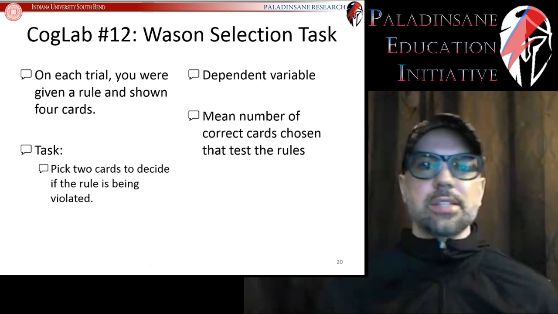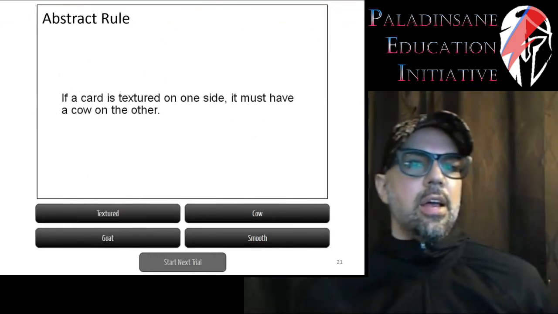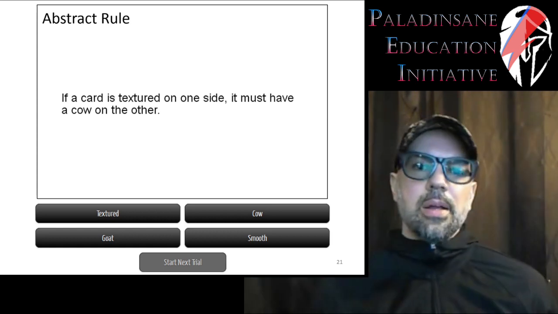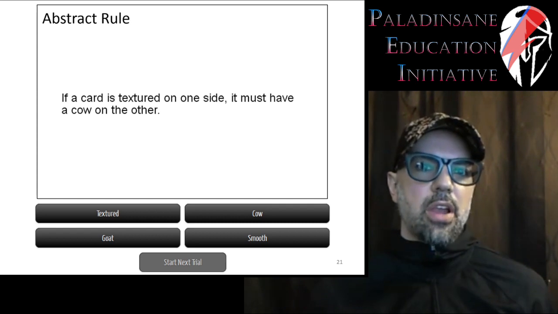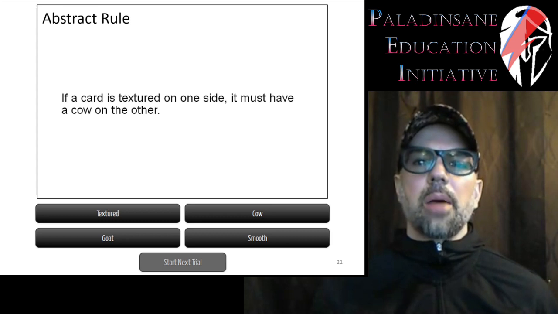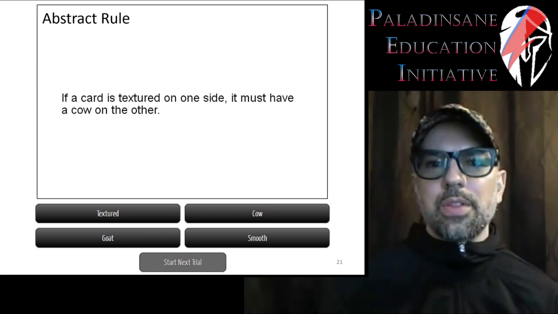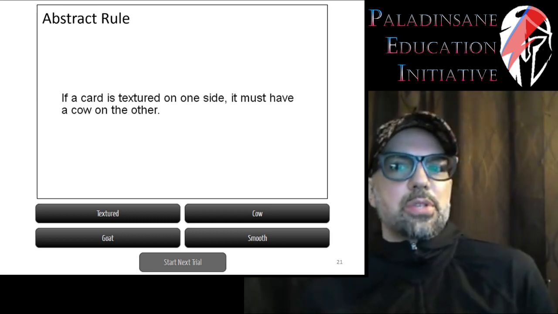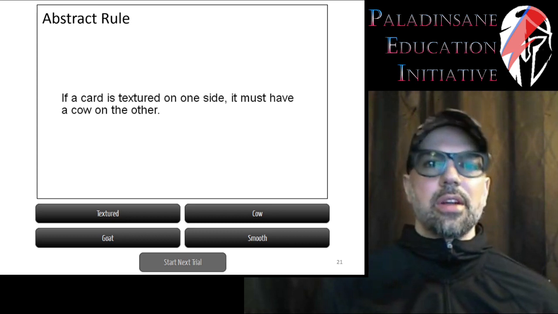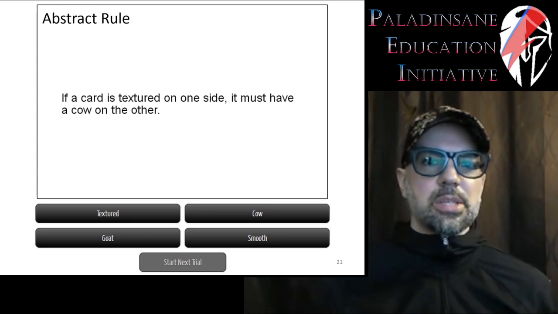And you were tested on abstract rules, such as this one right here. If a card is textured on one side, it must have a cow on the other. You probably don't have a long history of working with textures and cows, right? I don't even know how to describe a world where this exists, where you had a job somewhere where you had to test the texture on one side and the cow on the other. So this is an abstract rule. It doesn't really bring in any sort of real world experience.